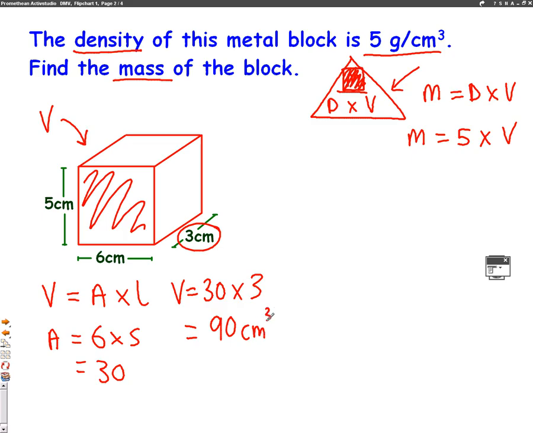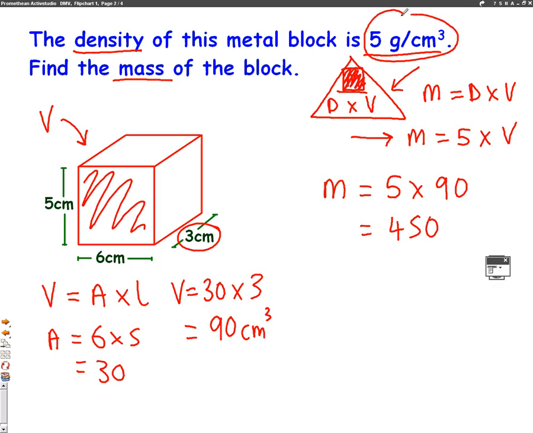All we do now is put the volume back into this formula. So the mass equals 5 times the volume of 90. So 5 times 90 is 450. And then we look at the units. You can see here that this is in grams. So it's 450 grams. So this is a really popular exam question, density, mass, volume. You have to work out the mass of a shape using this formula triangle, and you normally have to calculate the volume of a shape in order to do that.